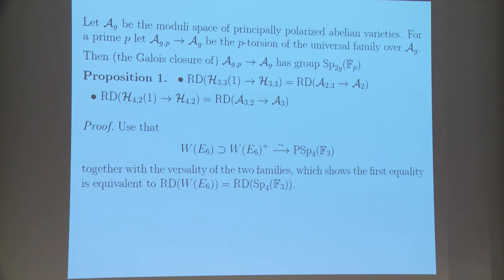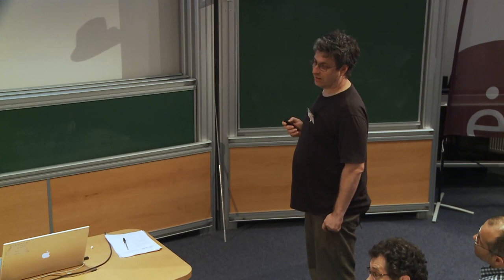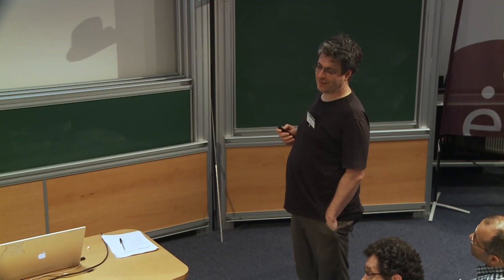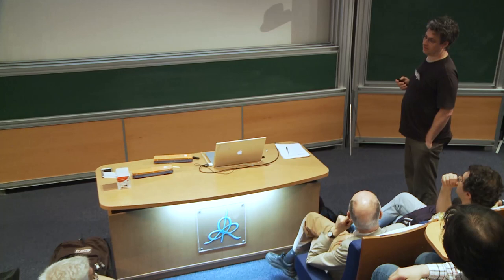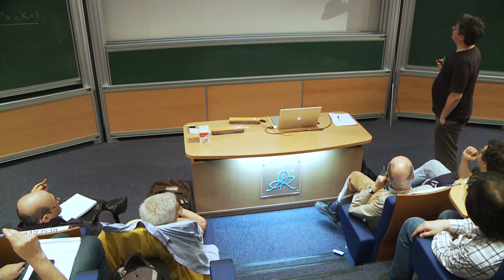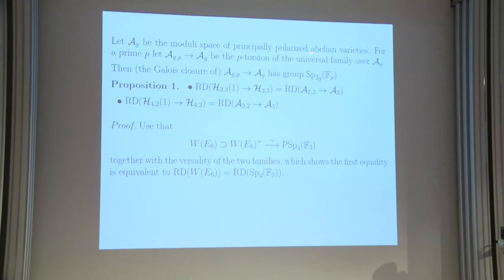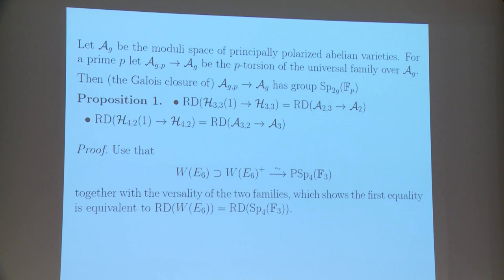When you define the resolvent degree for a covering, you had some connectedness assumption, but of course the p-torsion is not connected because of the zero section. So essentially you have to take the sup over all connected components. Everything is connected except for the zero section. The thing you care about is the thing which is giving you the monodromy. That's right. It's the thing minus the zero section, if you like.